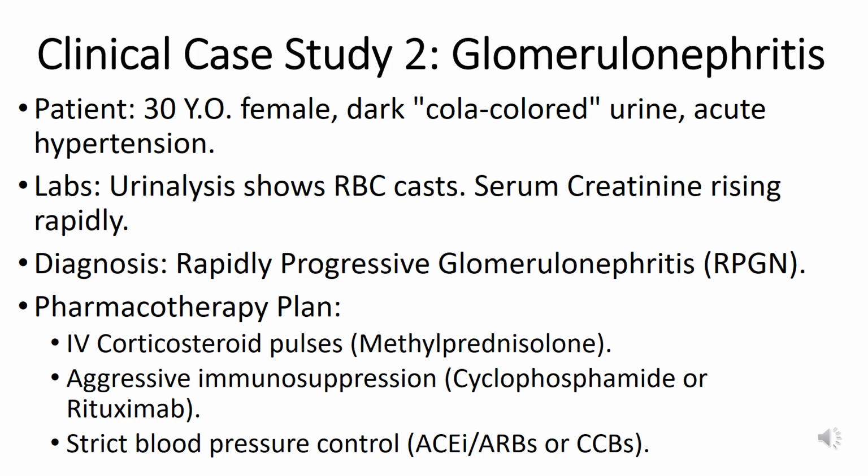However, corticosteroids alone are often insufficient. Additional immunosuppressive therapy is usually required. Cyclophosphamide is a common option. It suppresses lymphocyte proliferation and reduces immune activity. By limiting the immune attack, further glomerular damage can be prevented.